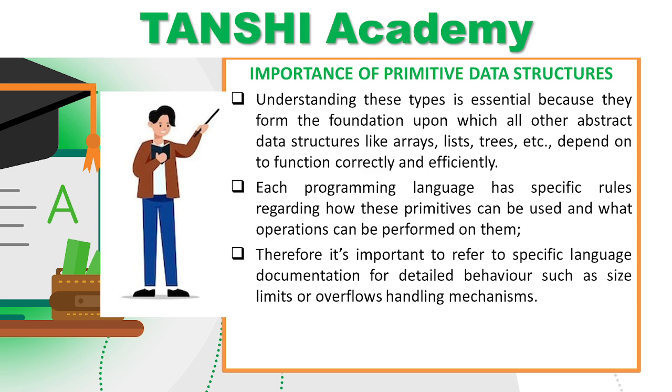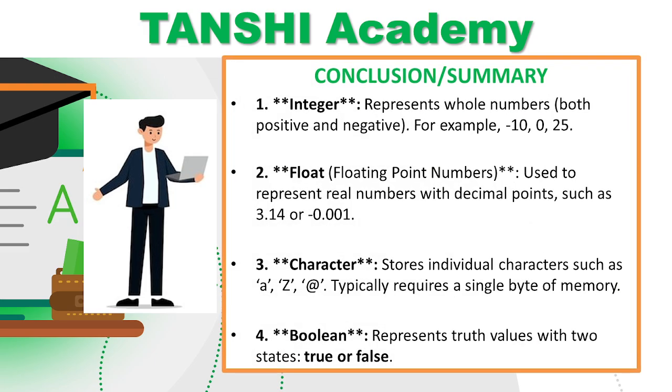One, it helps you build complex data structures. And of course, it helps you perform basic operations in a computer system. Conclusion. In summary, an integer represents whole numbers, both positive and negative. A floating point number is used to represent real numbers with decimal points, such as 3.14 or minus 0.001. Characters store individual characters such as A, Z, or any other character. Special symbols typically require a single byte of memory. And of course, a boolean represents truth values with two states, true or false. So this is in summary primitive data types.